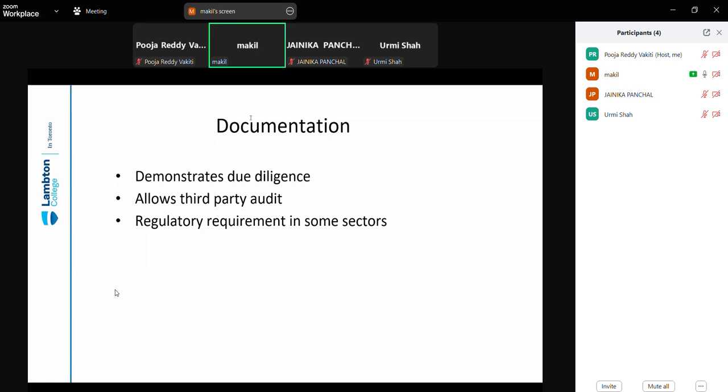The second one is allowing third-party audits. Proper documentation ensures transparency and compliance during external audits. It helps organizations meet certification standards like ISO 45001 and improve workplace safety.